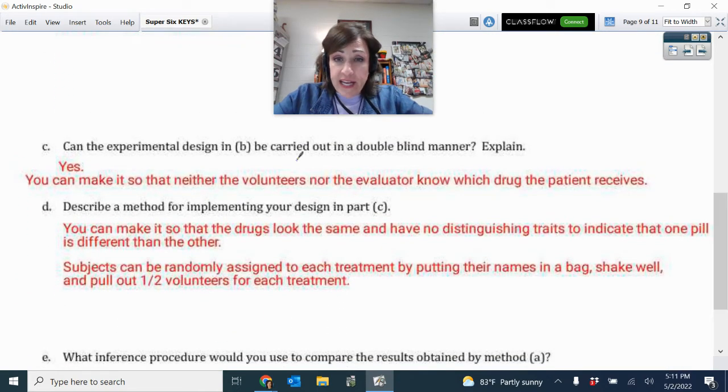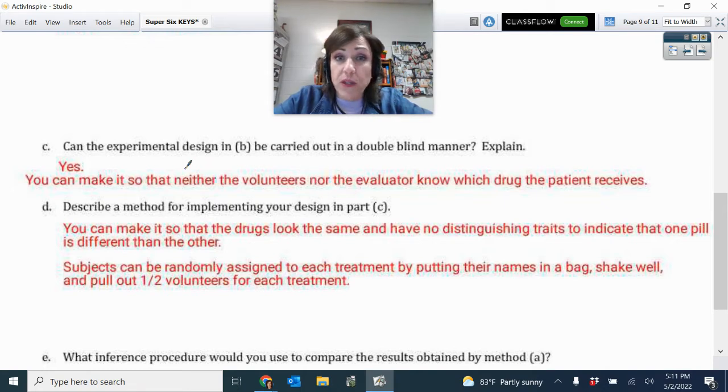Can this be carried out in a double blind manner? Yes, it could. And so when you do this, make sure you're indicating the definition in context. So you're stating what it is and how they could do that. Well, and then that's what they're asking you in the next section.